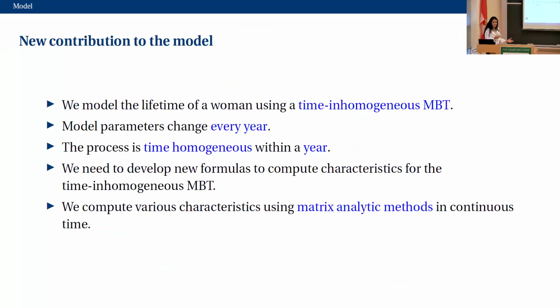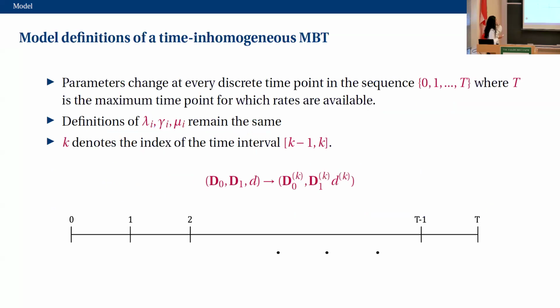So what's our new contribution going to be? Instead of modeling the life of a woman using a time homogeneous MBT, we are going to consider these changing rates and model it using a time inhomogeneous MBT. Every year the rates change. So within one time interval, the model would be time homogeneous. But when we glue all these time homogeneous intervals together, we get a time inhomogeneous Markovian binary tree. So now we need to use matrix-analytic methods to compute those same characteristics that I showed you before. So we need to find new ways to do that.